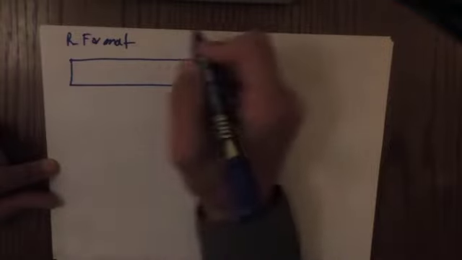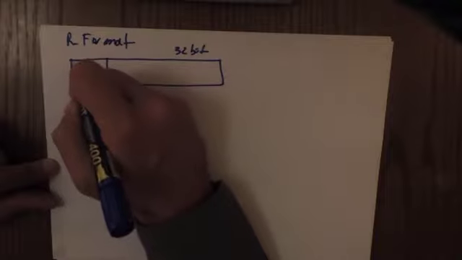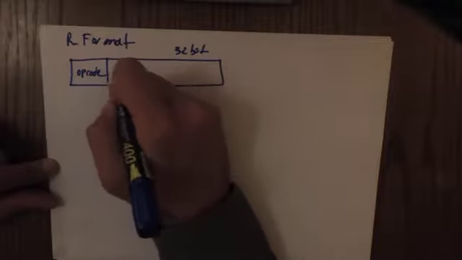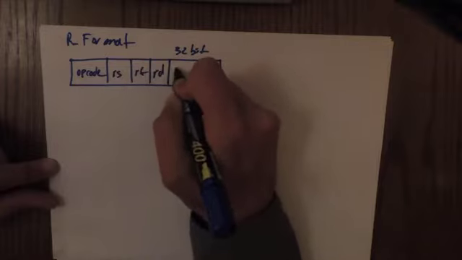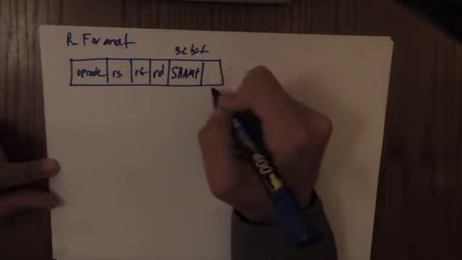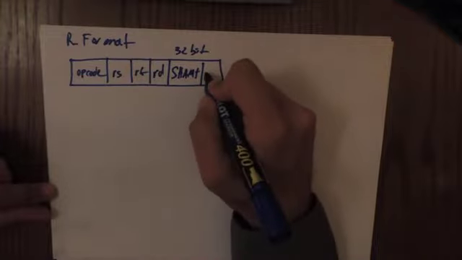So we're going to start with the R format instruction. With R format, we have something like this. This is a 32-bit instruction. It has an opcode. We have RS, RT, RD. There's another component called shamt, and the function.